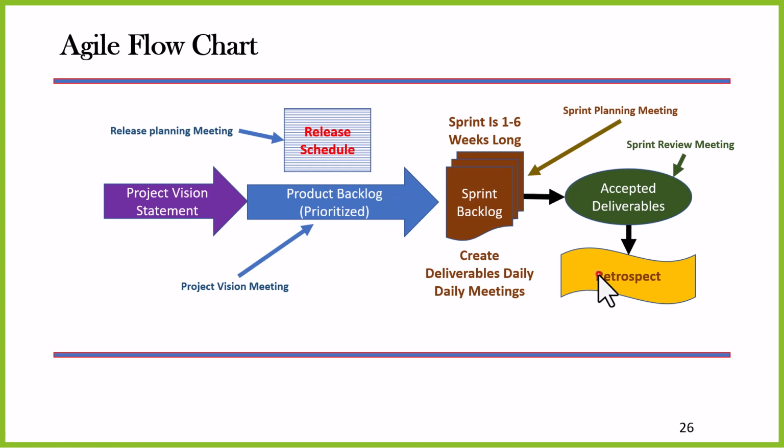What can I do to improve my next iteration? So I will take a couple of those items and I will incorporate those right back into my product backlog, into my iterations, and this cycle will go on continuously until we've satisfied all of the requirements that have been identified in that product backlog.